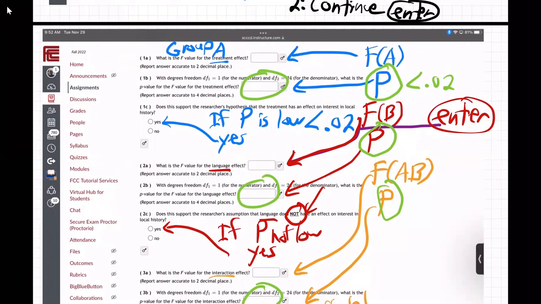So if the first one is low, that would mean it's the group work, because A was group. If the second one is low, that would mean it's the language thing, whether they're English only or multilingual. And if it's the third one, then it's the interaction between language and group work. So those are the three.